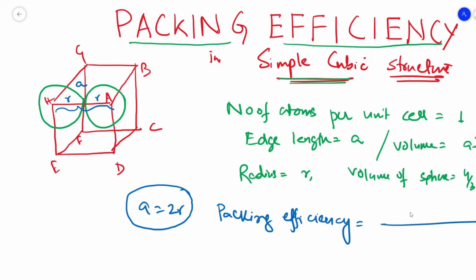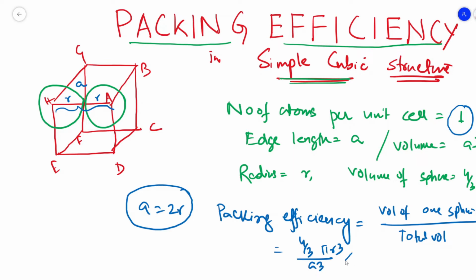Packing efficiency: here only one atom is present per unit cell. So I write volume of one sphere by total volume of the unit cell into 100. Volume of each sphere is 4 by 3 pi r cube, total volume is a cube, into 100. Now I put the value of a equal to 2r, so I get 4 by 3 pi r cube by 2r whole cube into 100. From there we get the value, that is 52.4%.